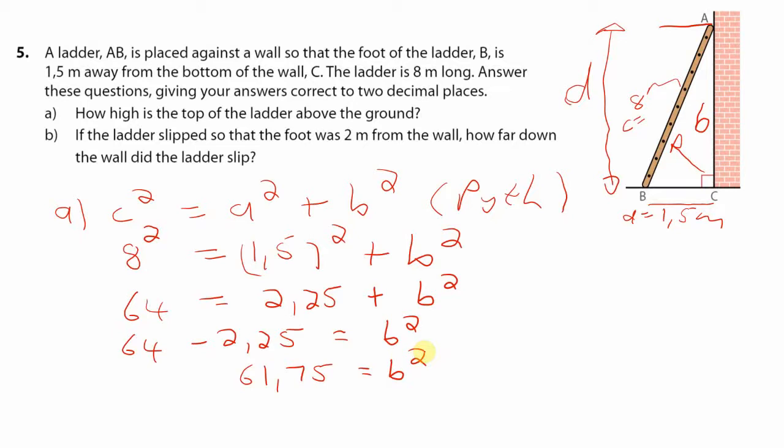But we don't want b squared, we simply want b, so we have to take the opposite of a square, namely a square root, so that they cancel. What we do to the right, we do to the left. So therefore b is the square root of 61,75.